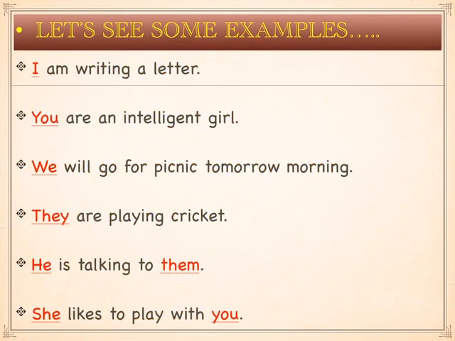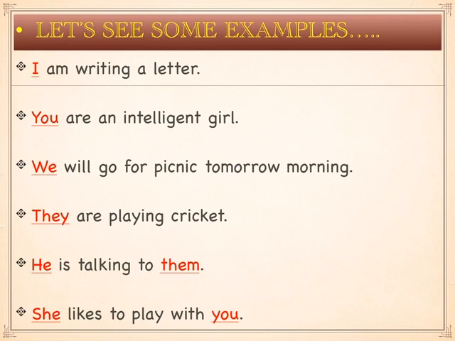I am writing a letter. So here I is the pronoun. You are an intelligent girl. So here the pronoun is you, which also represents the second person. Third one, we will go for a picnic tomorrow morning. So here the pronoun is we, which represents first person plural. Let's see the fourth one. They are playing cricket. Here the pronoun is they and it represents third person plural.